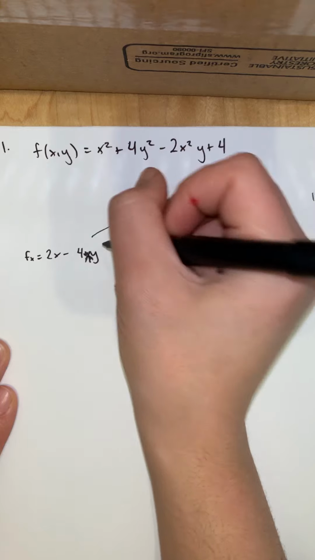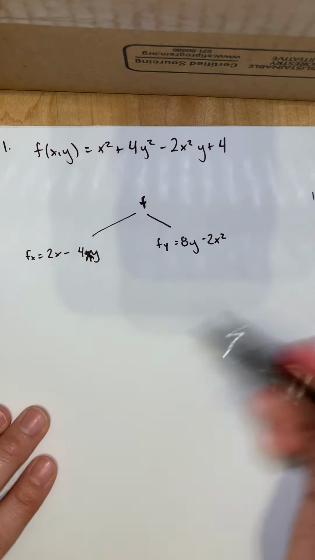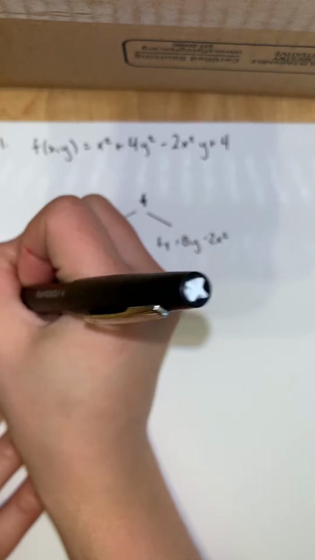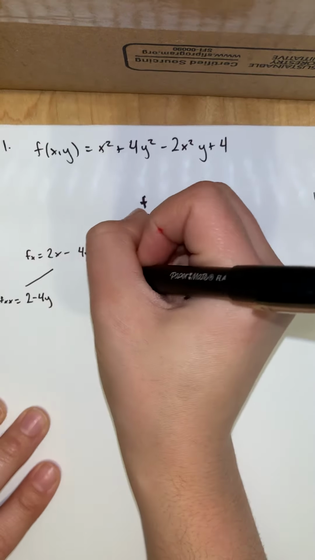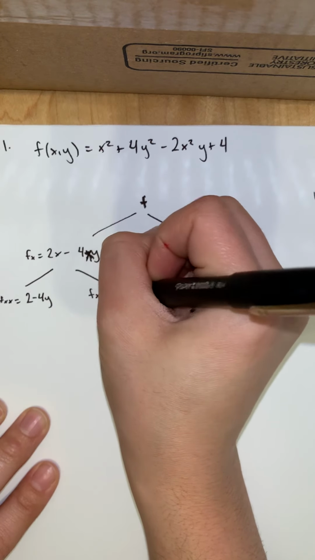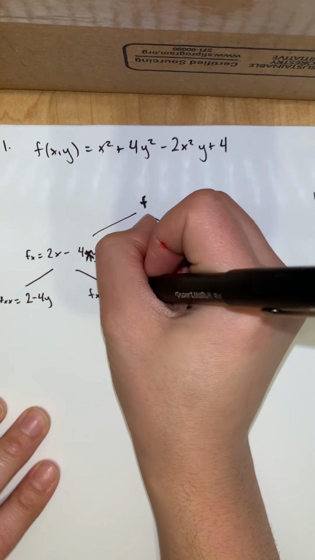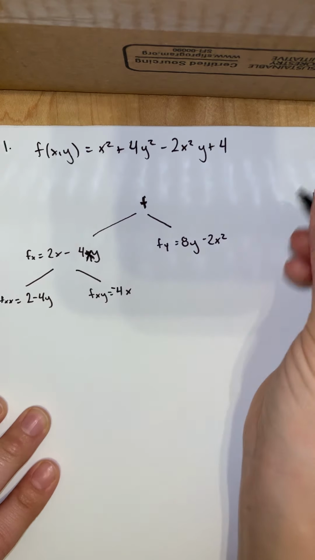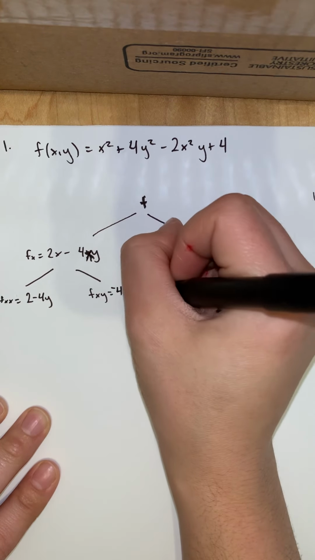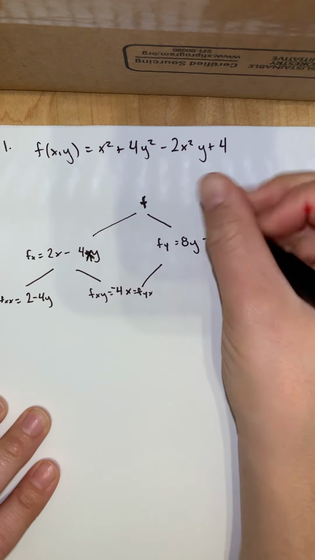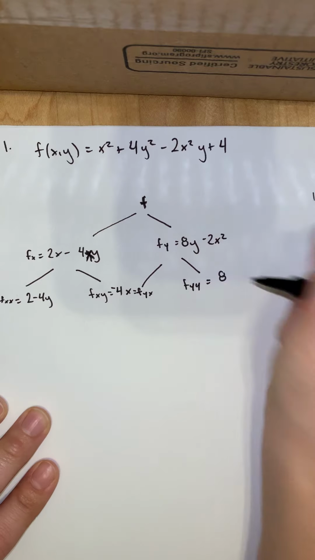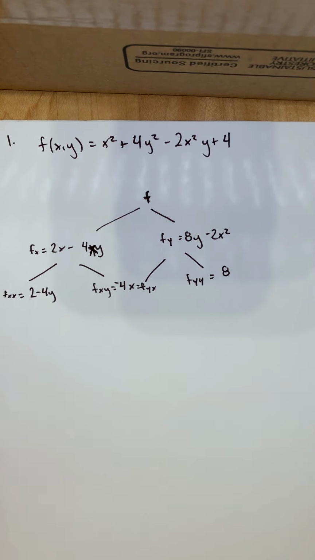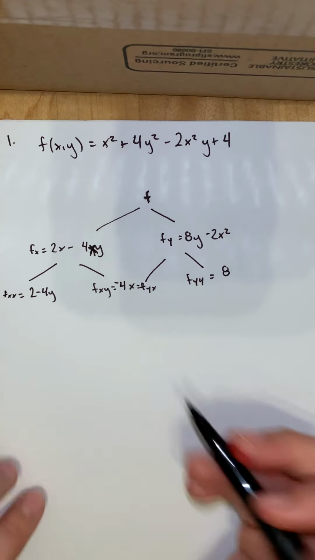Again, this is 4xy. While I'm at it taking some partial derivatives, I'll find fxx equals 2 minus 4y, fxy equals negative 4x, which is again equal to fyx, and fyy is going to equal 8. Okay, so I found all of my partial derivatives. Hooray. Now I want to find the critical points.